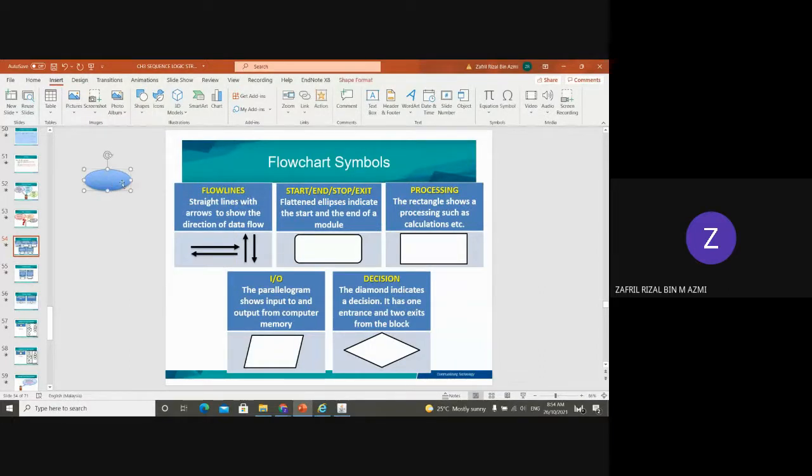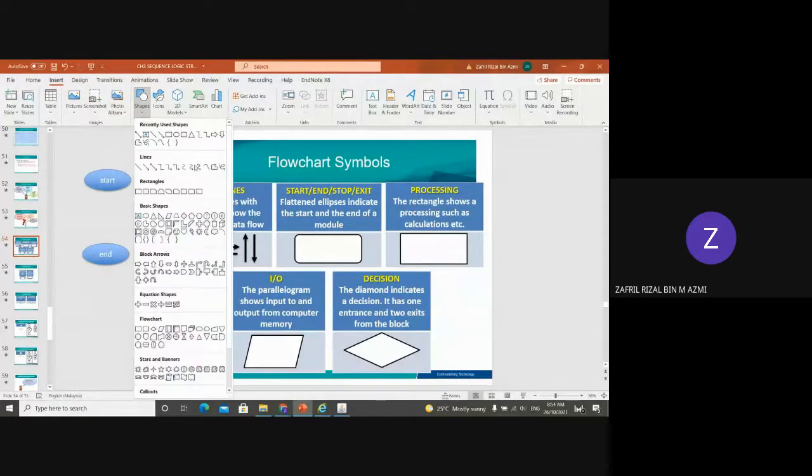So how do we put a start or end? We put start over here, and sometimes we put the program name over here. For example, calculate area. So we put calculate area over here. So there should be two of it. First start, and then at the end of your flowchart, you put end.